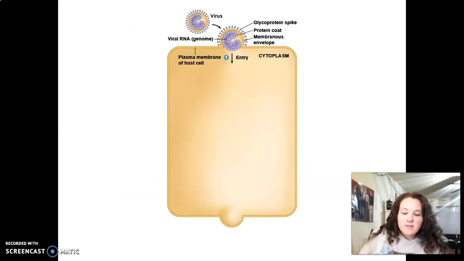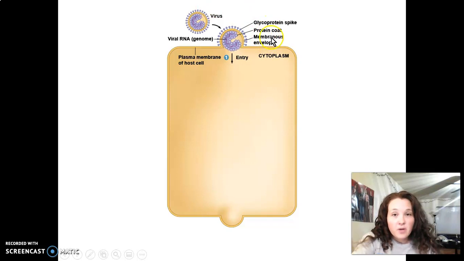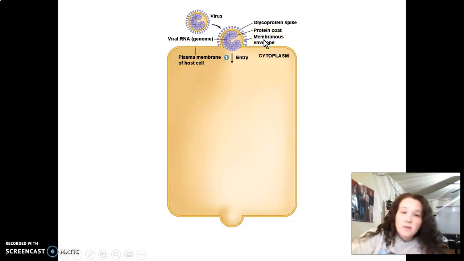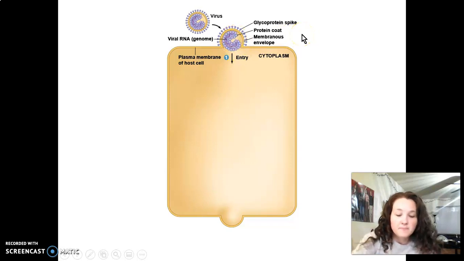All right, so in this image, you see a virus, and this virus has an envelope, and here they're calling it the membranous envelope. There's also a capsid, they're calling it the protein coat here. You can see that it's made of the individual capsomeres. Remember, capsomeres are the units that make up the capsid. There's the glycoprotein spikes, which are the surface antigens. And then inside is the genome, which is RNA.